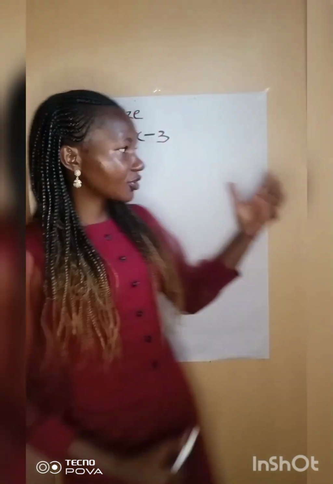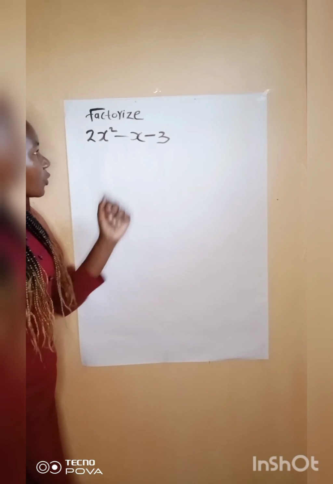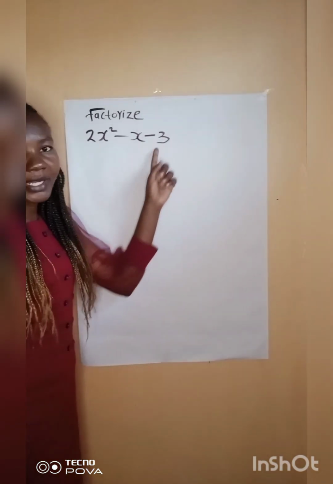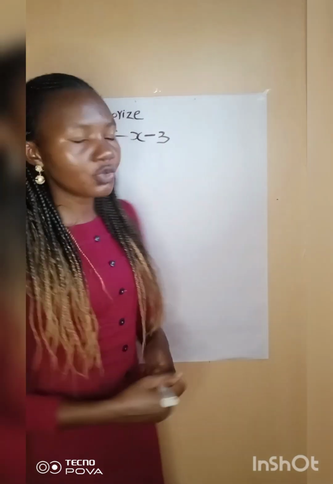Well, for today's video, we are going to factorize an expression, and we are given 2x squared minus x minus 3. When you are told to factorize an expression, you are supposed to simplify the expression and then put all the values into brackets, and this is how you do it.